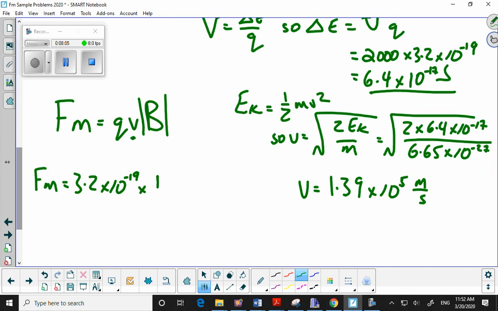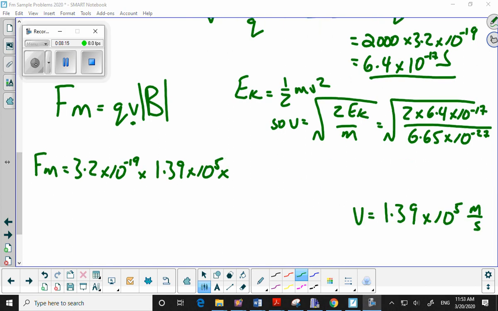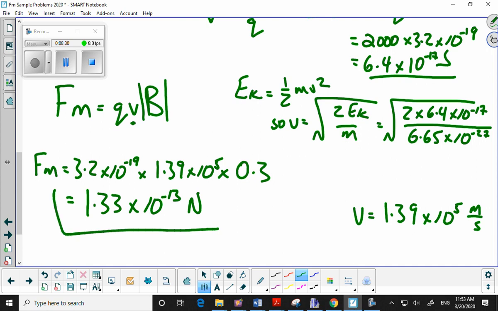Multiply that speed we just found, 1.39 times 10 to the 5. Multiply that by the magnetic field intensity, which again was 0.3 Tesla. So when I punch all that in my calculator, I get 1.33 times 10 to the minus 13 newtons. So make sure that you now hit pause on that video and do all of those calculations yourself to make sure they work. Make sure I didn't make a dumb mistake.